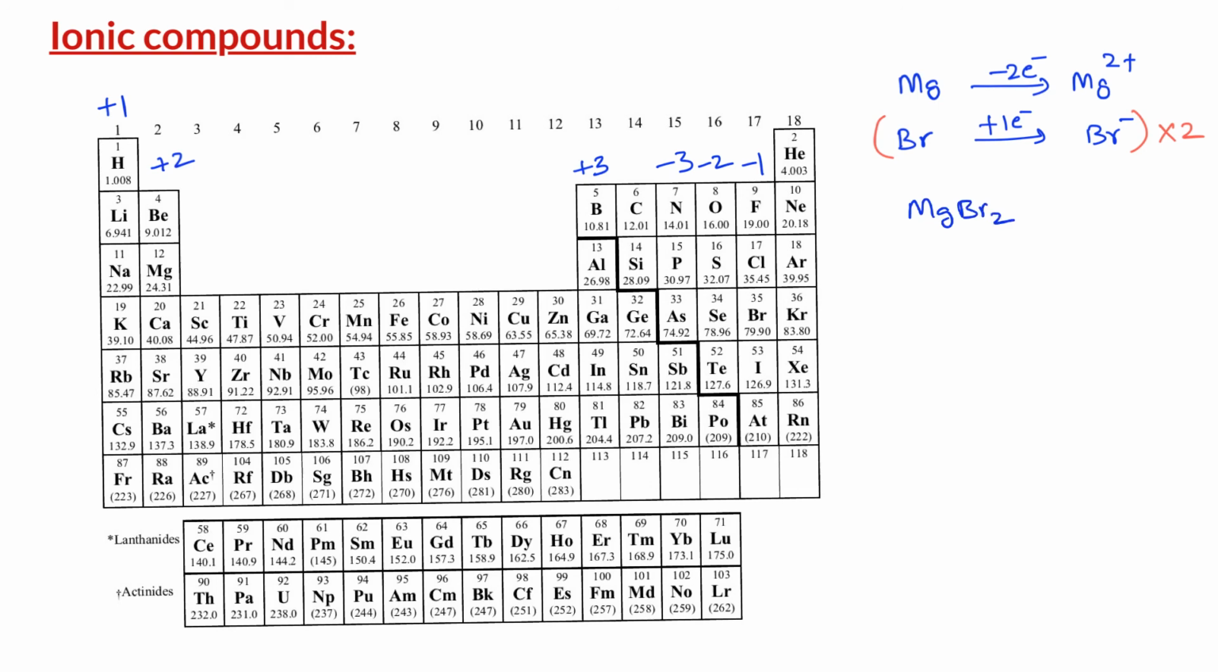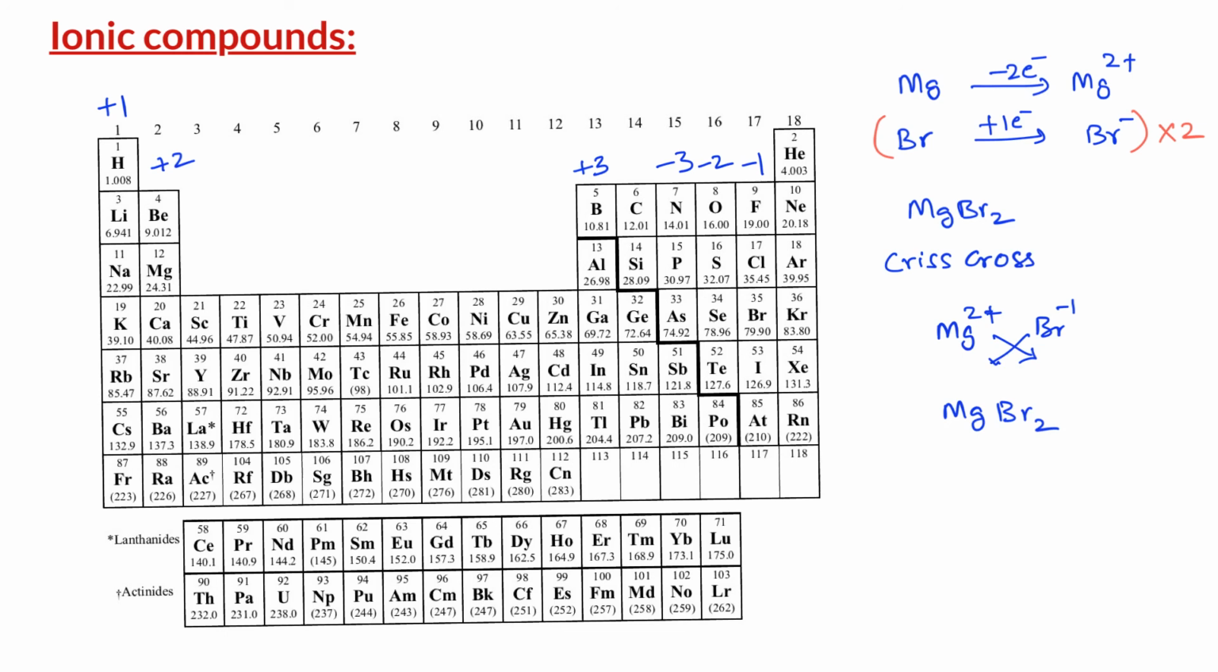A simple way to do this is by using a crisscross method. You write both the atoms, magnesium and bromine, along with their charges, that is 2 plus on magnesium and 1 minus on bromine. And then we crisscross these numbers without using the positive or negative signs. So the overall formula is MgBr2. Let us do another example.